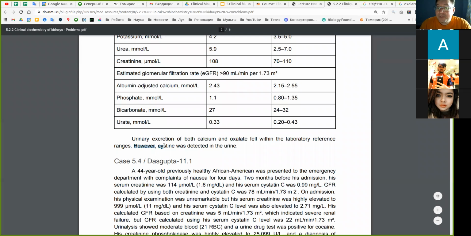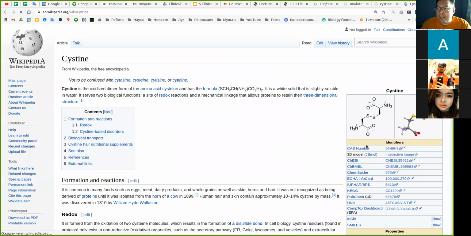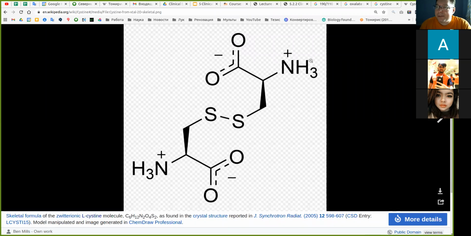But we see, however, cystine was detected in urine. What is cystine? Cystine is an amino acid which is built of two cysteines, two residues of the amino acid cysteine. The first one, cysteine, and the second one, cysteine. When we see an excess production of this chemical in patients, cystine can be used as a substrate for formation of cystine calculi, cystine stones.